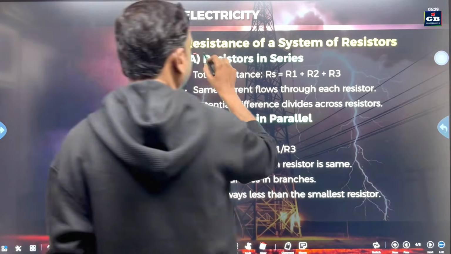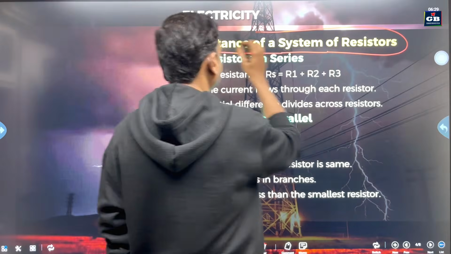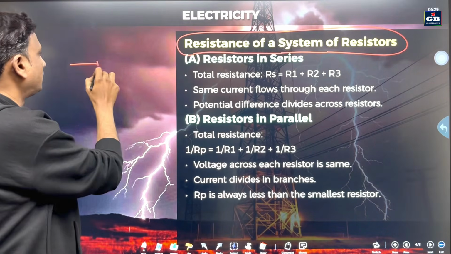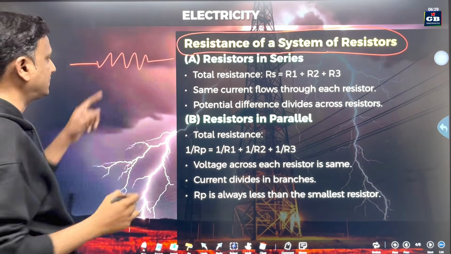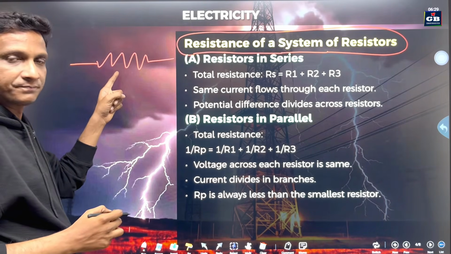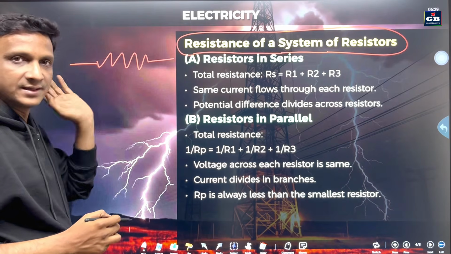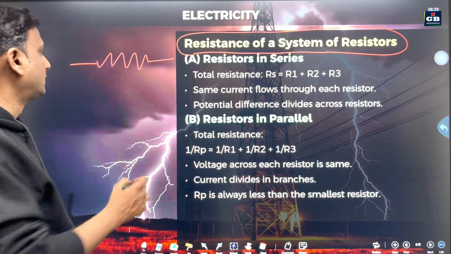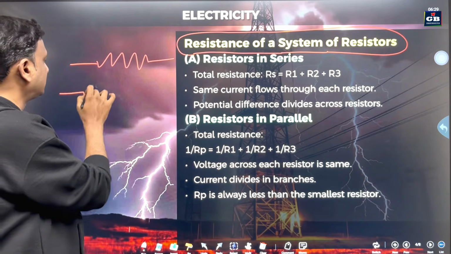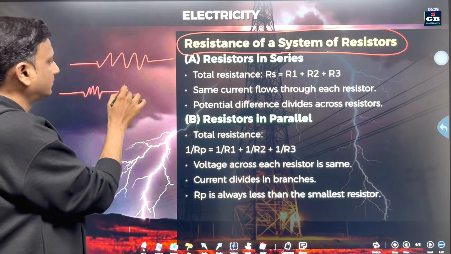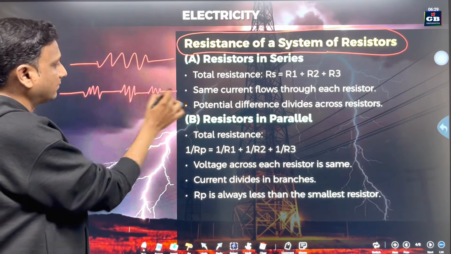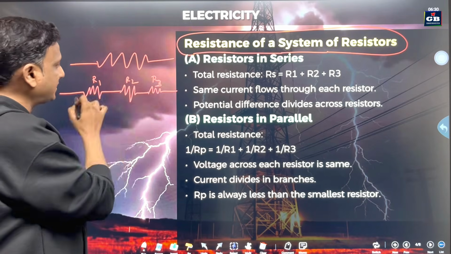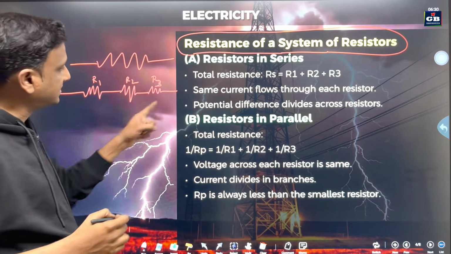Resistance of a system of resistors. System of resistors means, see, here is a wire. Here you kept one resistor. This is a single resistor in a circuit, but if you wanted to keep more resistors, 2 or 3, you can keep the resistors like this: R1, R2, R3. So, this connection is series. You connected the resistors in series.